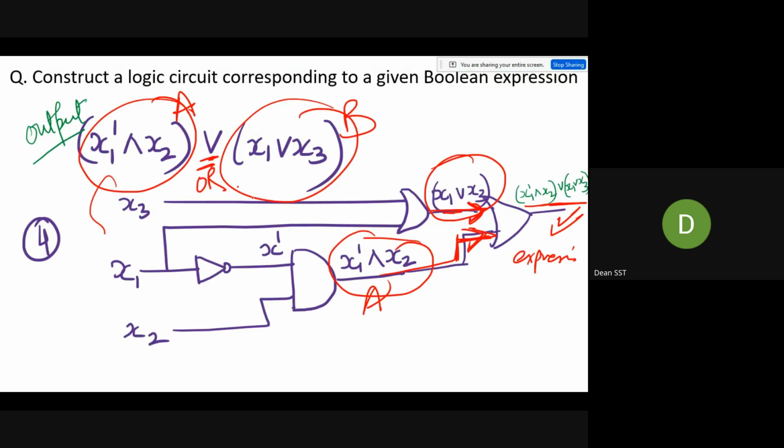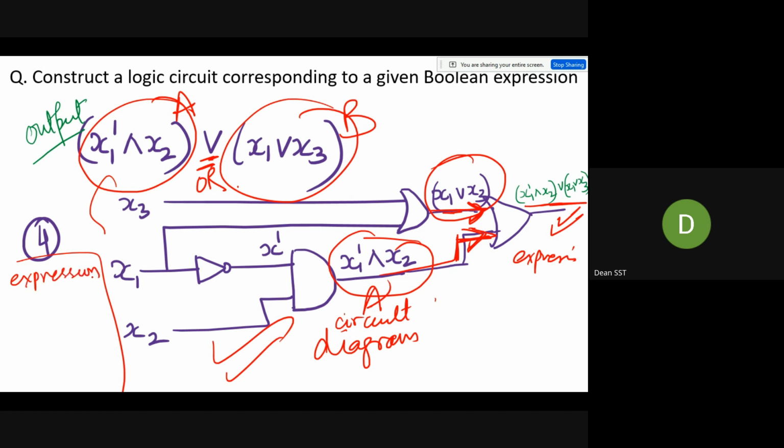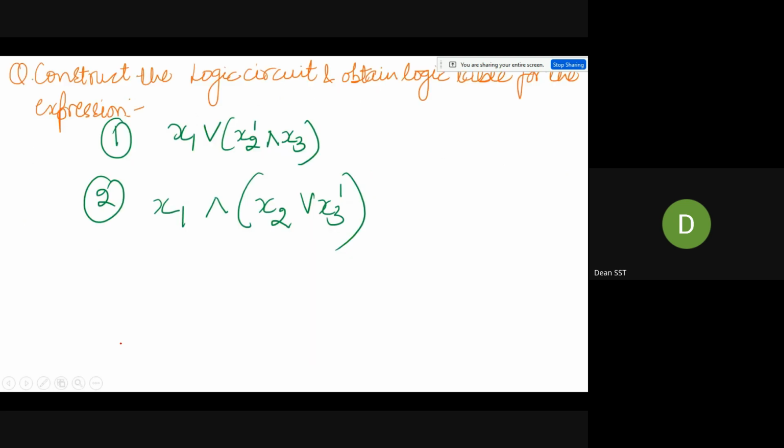Is it clear, class? Yes, this is the actual circuit diagram. Now, from a Boolean expression, you can create a circuit diagram. Second, from a circuit, you can create the expression. Conversely, given an expression, you can create the circuit, and given a circuit, you can create the Boolean expression. Is it clear?